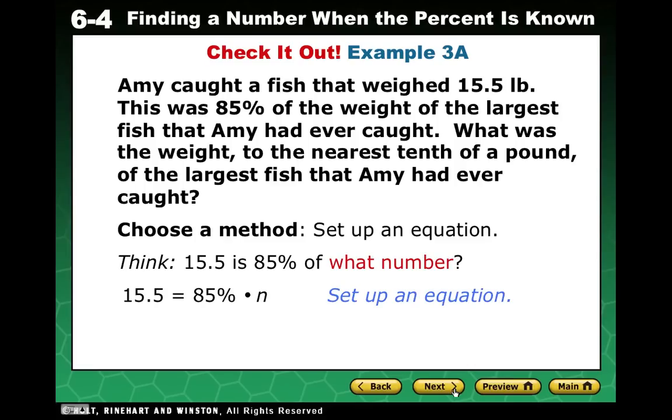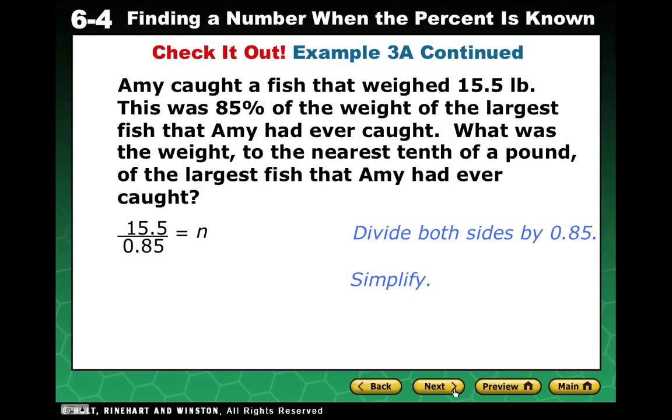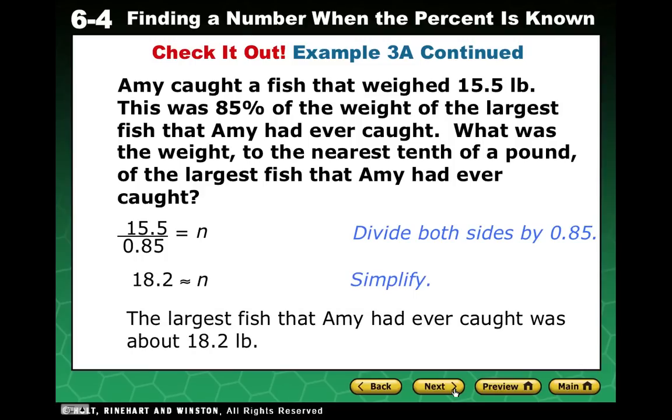So 15.5 equals 85% of n. Change that percent into a decimal, and then we'll divide both sides by 0.85. And we get about 18.2. So the largest fish that Amy had ever caught was about 18.2 pounds.